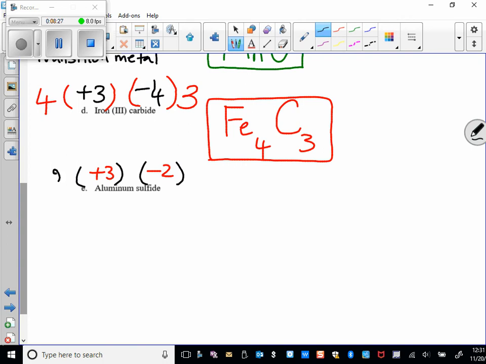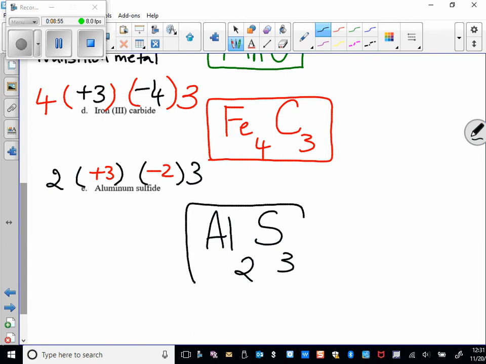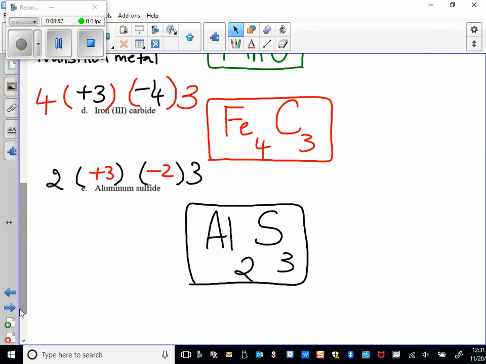Well, let's just say 2 and you multiply sulfur by a 3. And what is my formula now, Christina? It will be Al. 6. Well, what did I multiply by? Negative 2. Well, it's just 2, so what will it be? Al. What is my subscript? 2. S. What is my subscript? 3. Does everybody understand this? Did you all understand formula writing?